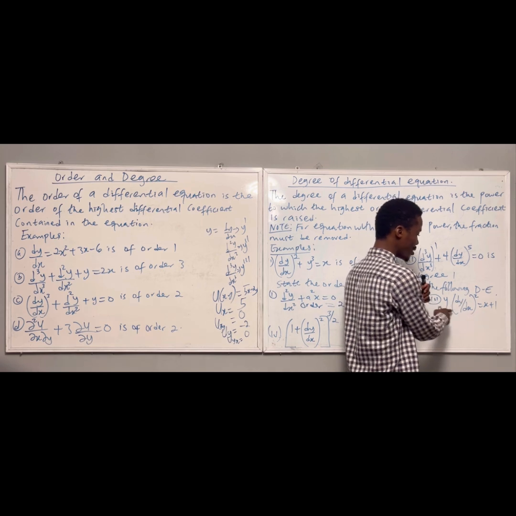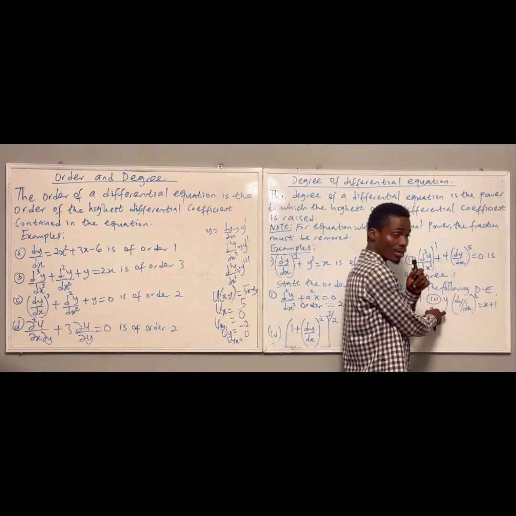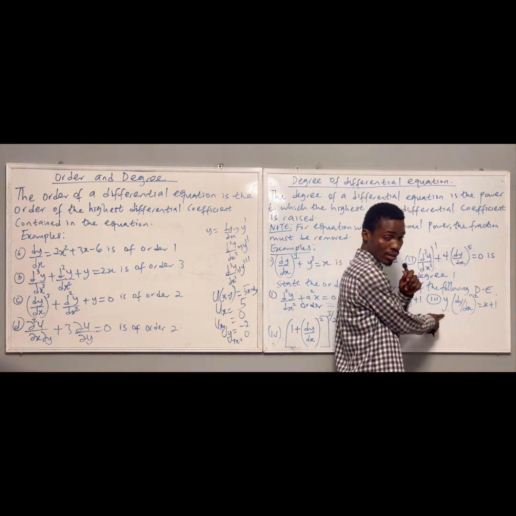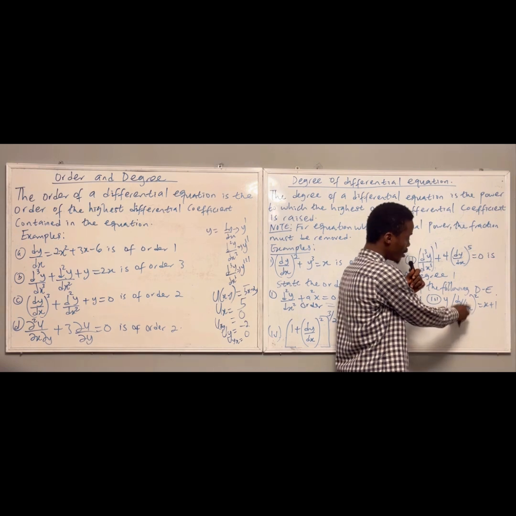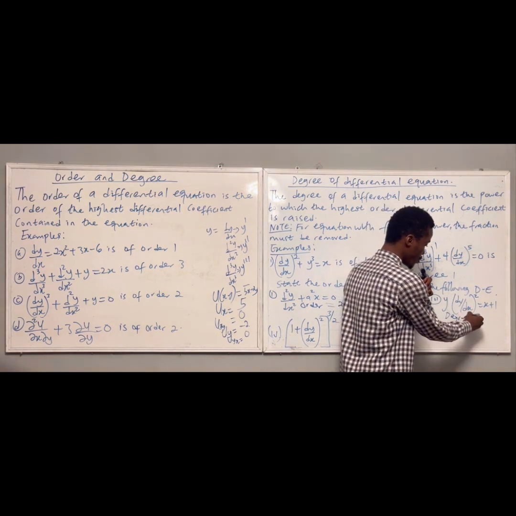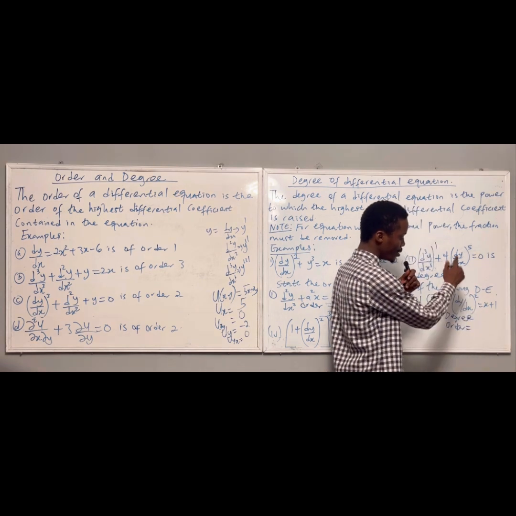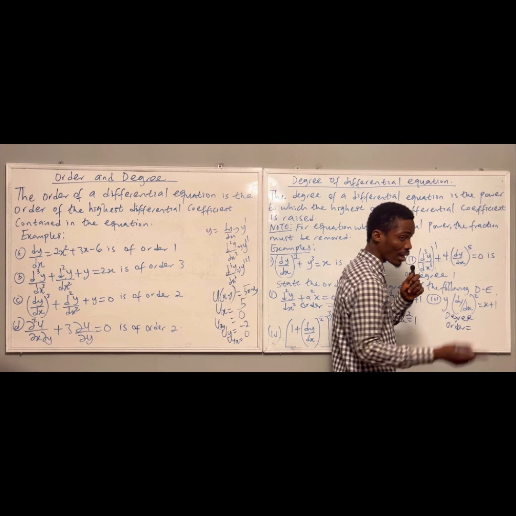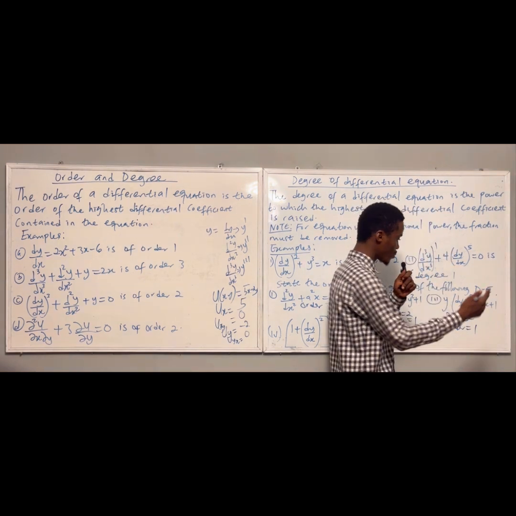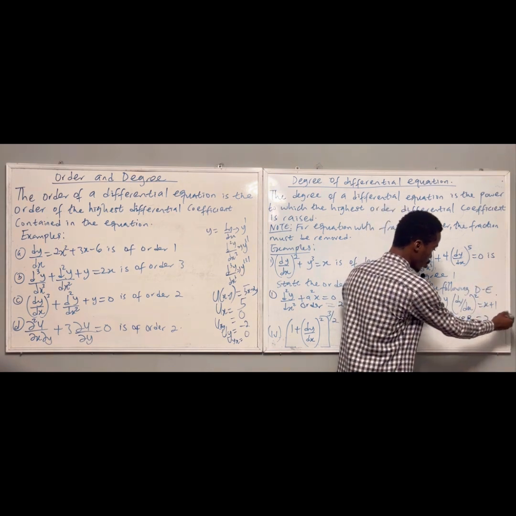So let us now consider this. The dy over dx, this is y. This is not a derivative. y is just a dependent variable, but it is not differentiated. So the dy over dx remains. The order is first order, it is differentiated once, and the highest power of that order is 2. So the degree is 2.